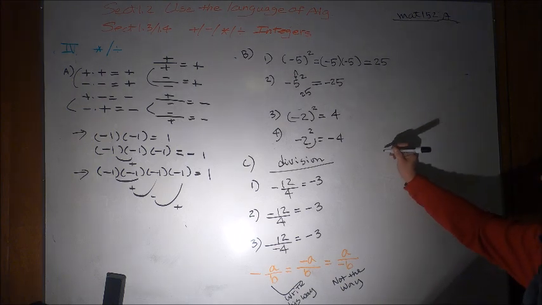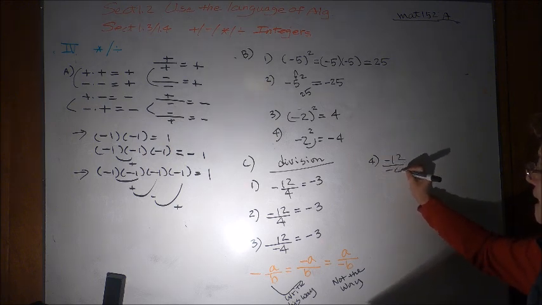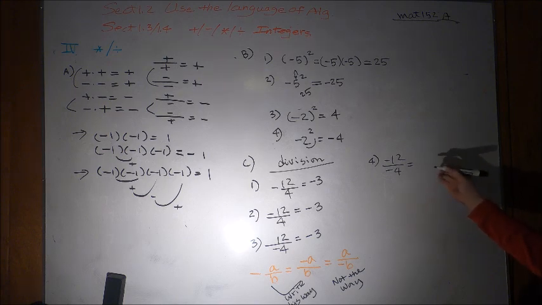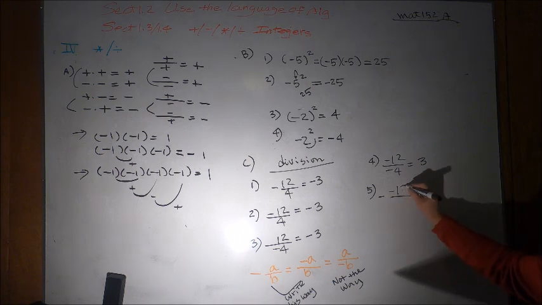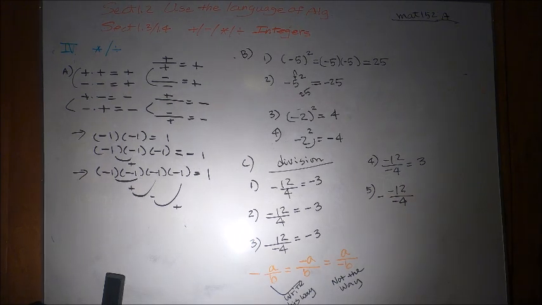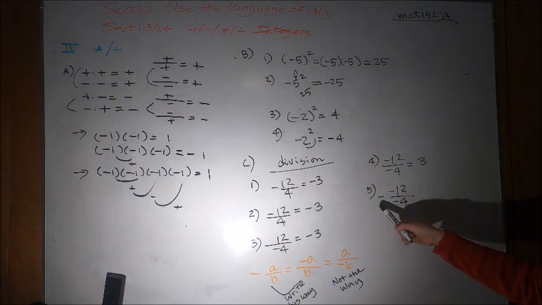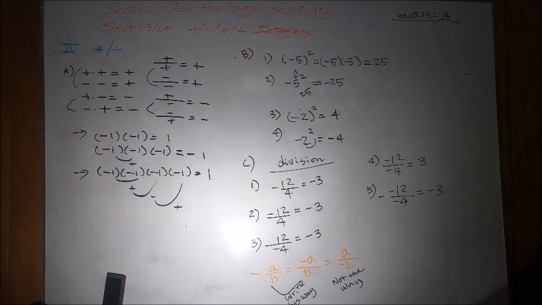Okay? So let's see more division. If I have negative 12 divided by negative 4, negative divided by negative, what do we have? Positive 3, right? If we write it this way, negative 12 over negative 4, what do you do? You do the division first, 3, then attach your sign to the number. That would be the answer.